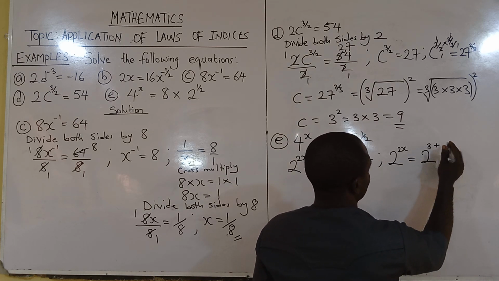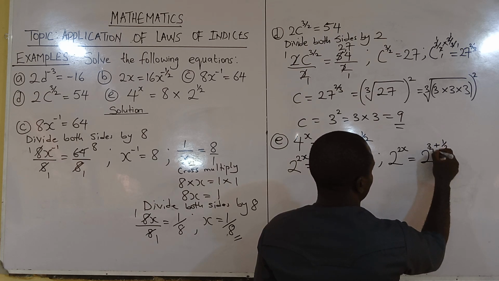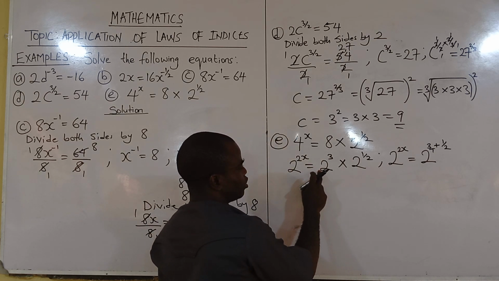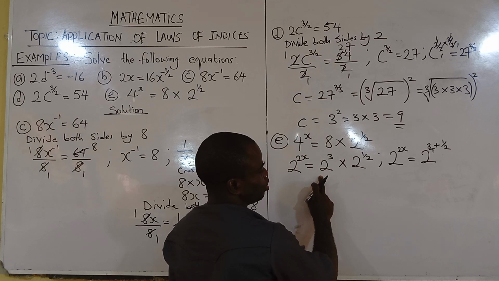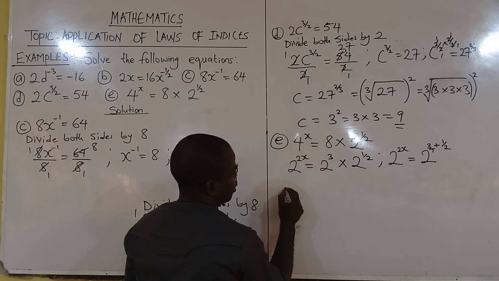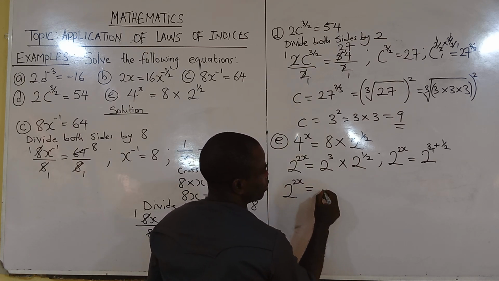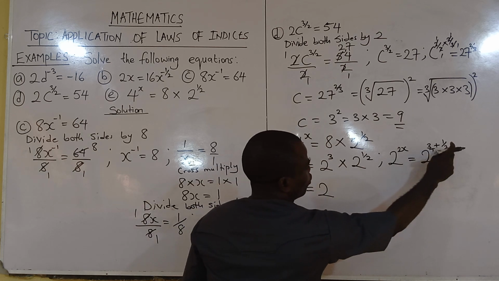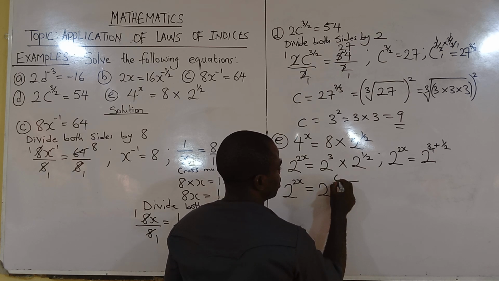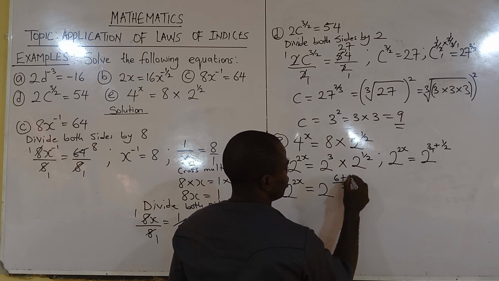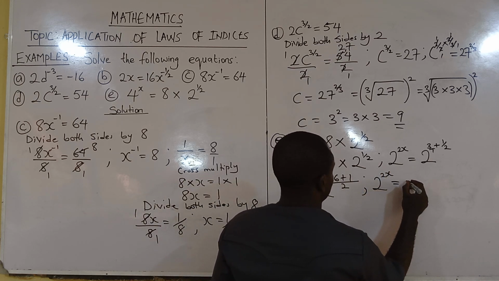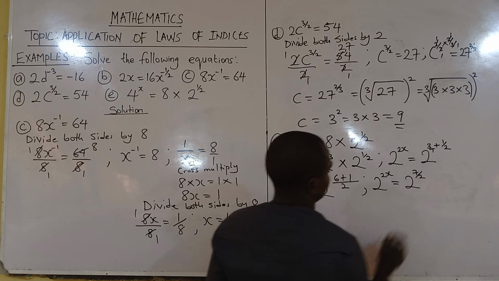When it gets to power, please take note, 1 over 2, this is 3 over 1. When you are using one number to represent the 2, you add the powers together because of the multiplication. You have 2 raised power 2x equals 2 raised power, what's the LCM of 1 and 2? It is 2. 2 goes into 1, 2 times 3, 6. 2 goes into 1, 1 times 1, 1. You now have 2 raised power 2x equals 2 raised power 7 over 2.